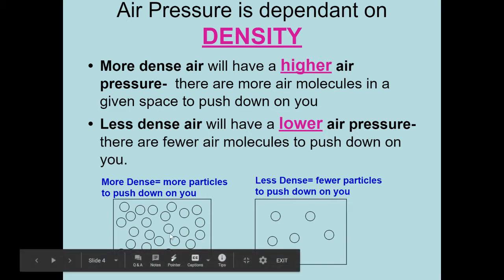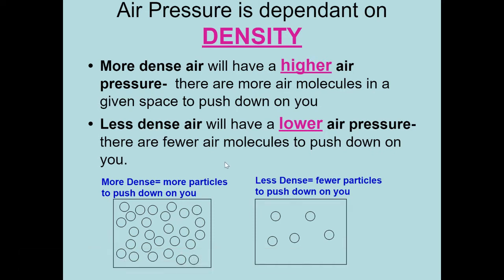Here we have a more specific drawing of the air molecules in a high pressure area. So more density means there's more air molecules pushing down on you. Less dense air will give you lower air pressure because there's going to be less air molecules pushing down on you. So this is a good way of thinking about it.